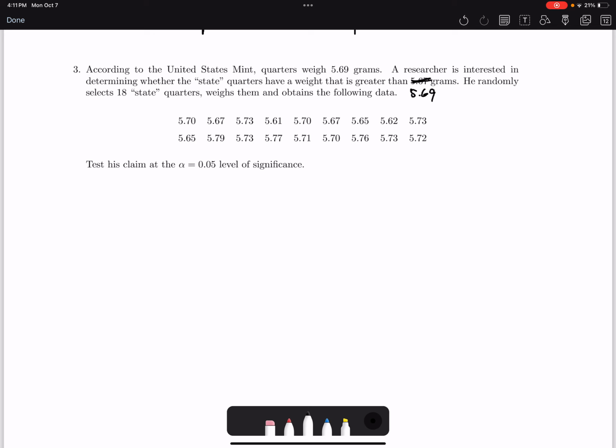Okay, so same idea, right? The null hypothesis is that the average weight of the state quarters is 5.69, the same as it is for any other quarter. The alternative hypothesis is that he thinks that they weigh more than that, right? So the alternative is that mu is greater than 5.69. So that's step 1 in our procedure.